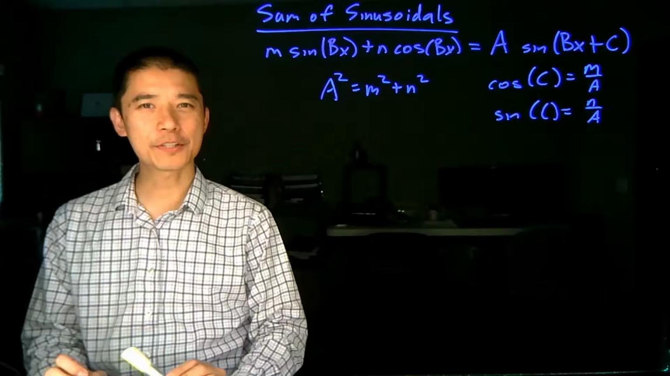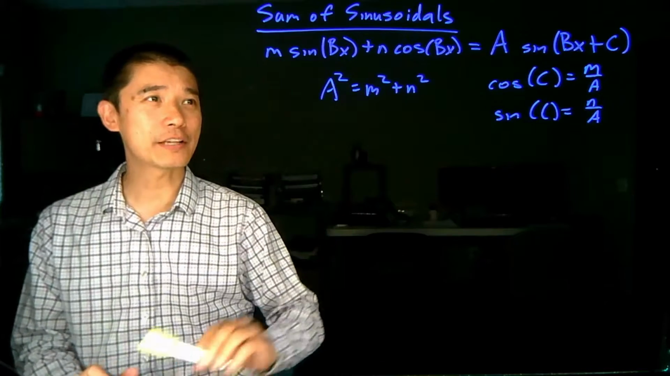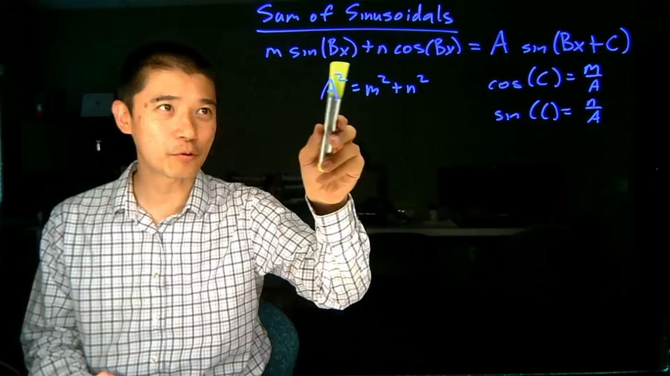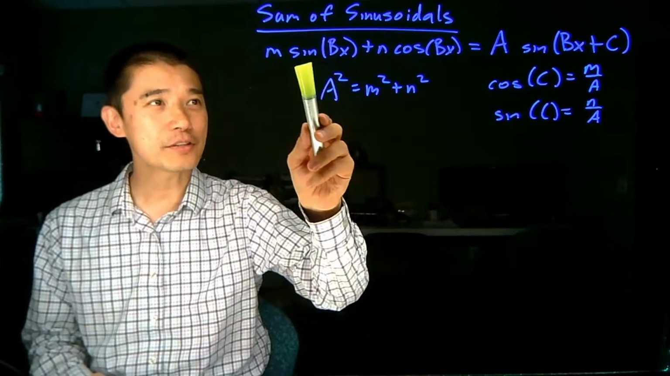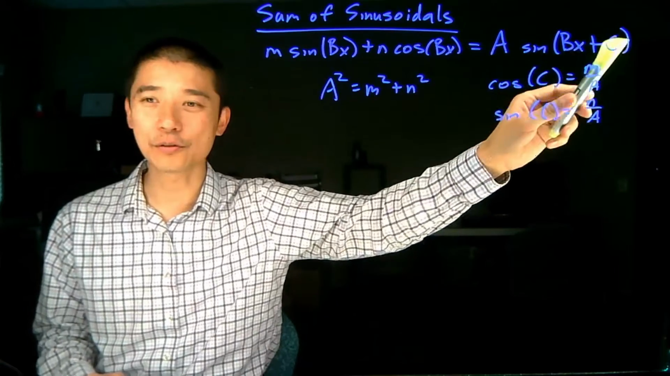We're going to look at a specific application of the sum of angles formulas. Specifically, we're looking at combining two sinusoidals, sine bx and cosine bx. The important thing here is that the period of both of these is the same. It turns out that when you have a sum of sines and cosines like that, you can actually write it as a single sine term.